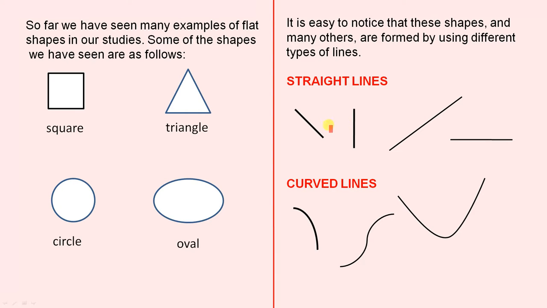So we have many different types of lines. We have straight lines. You can see them there. They can be either vertical or horizontal, or they can be at an angle. And we have curved lines of different shapes. These are just three examples of curved lines, and therefore examples of straight lines.